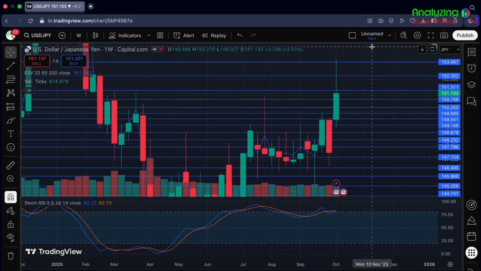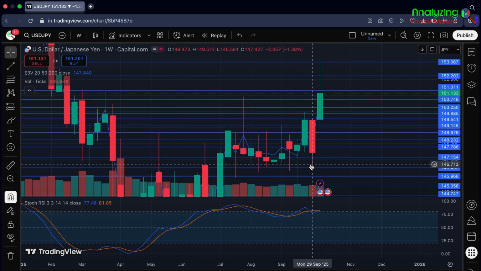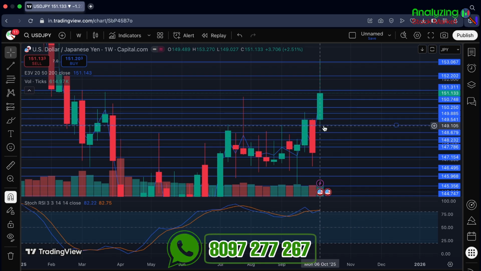In this weekly chart we can see a good bullish candle with a medium body, a small lower wick and a big upper wick. We can see a good gap up opening on Monday. The closing last week was around 147.421, but on Monday it had a good breakout or gap up opening, indicating good bullish momentum on the weekly chart. But the stochastic RSI is around 82, which is the overbought area, indicating a negative move.